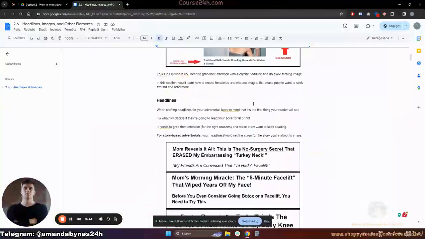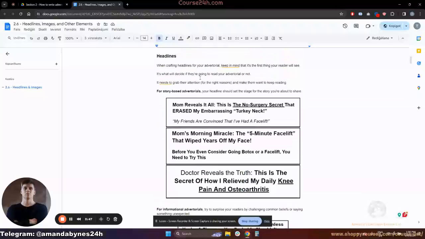So moving on, starting off with headlines. When drafting headlines for your editorial, keep in mind that this is the first thing your reader will see. It's what will decide if they're going to read your editorial or not. If you don't have a good headline, you have pretty much wasted your time writing the editorial because no one's going to read it.